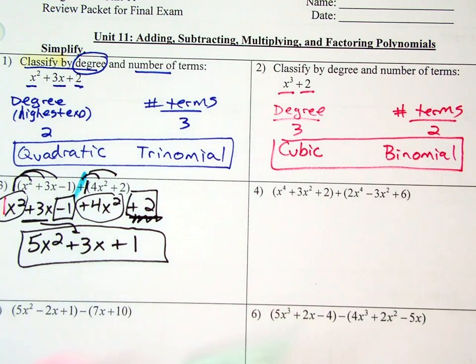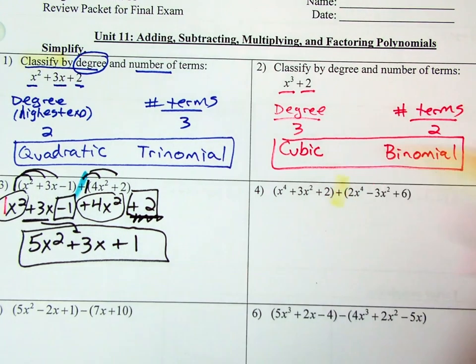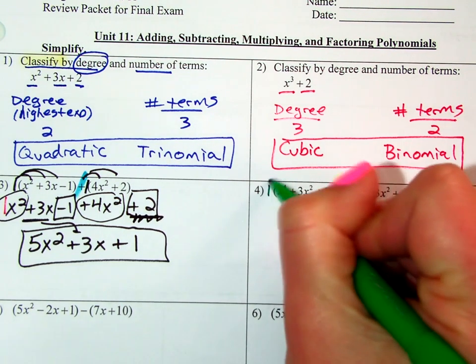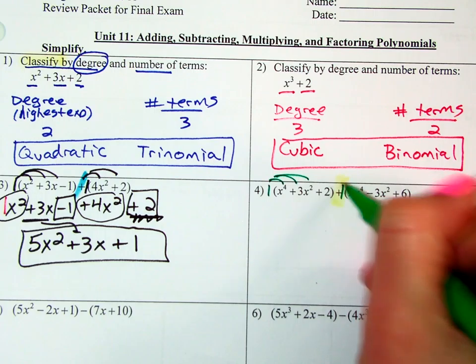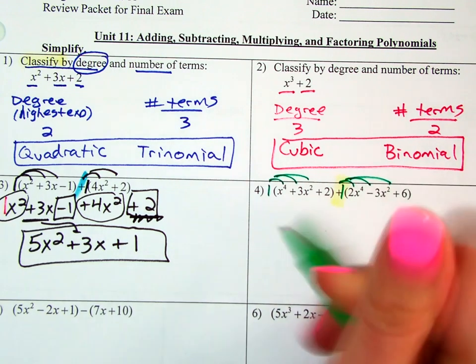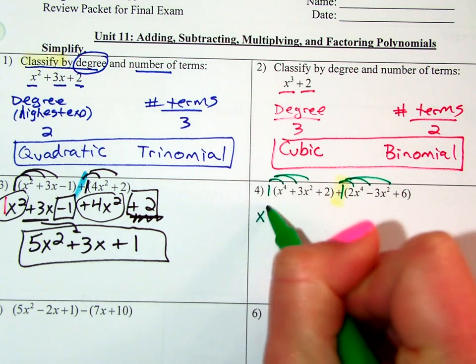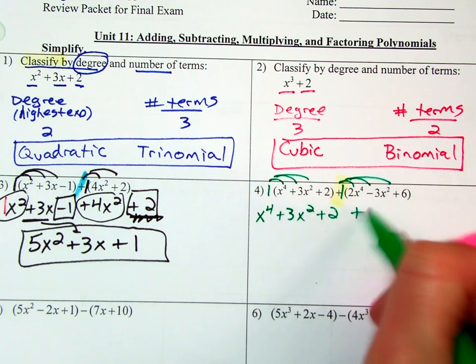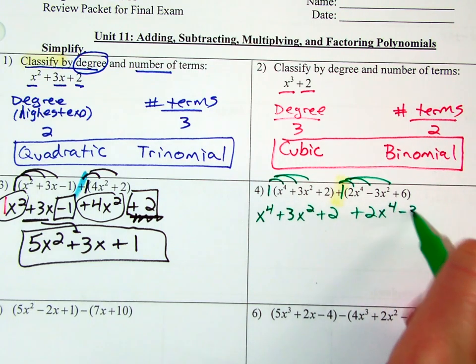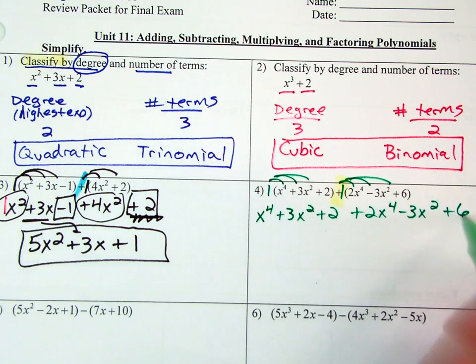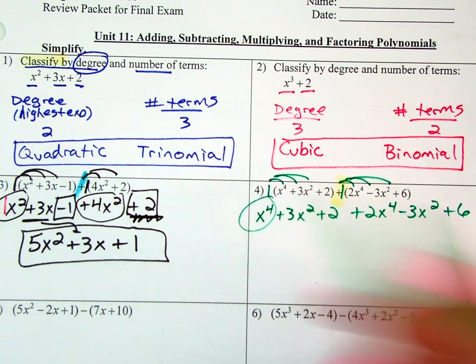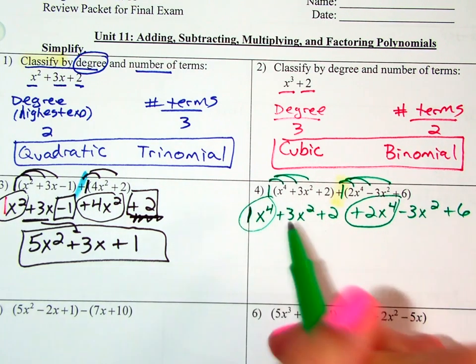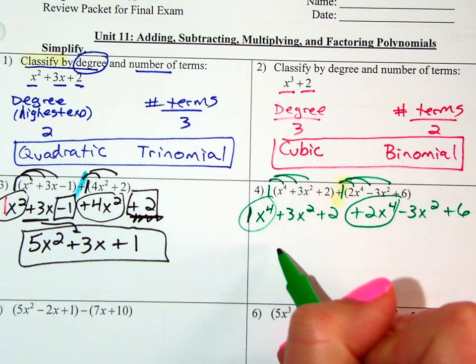Again, I see that there is a plus sign here, right? So that means we're distributing whatever's in front of them, which in these cases, again, are both positive 1s. So we have x to the 4th plus 3x squared plus 2 plus 2x to the 4th minus 3x squared plus 6. So I have an x to the 4th here and a positive 2x to the 4th, remembering that there's the imaginary 1 there. 1 plus 2 gives me 3.